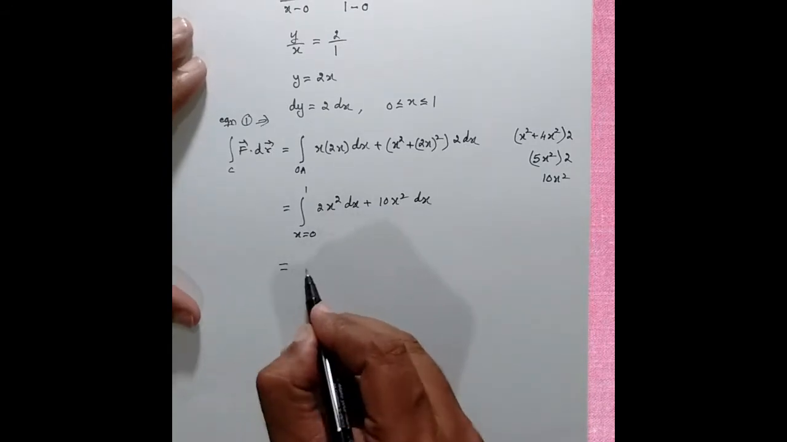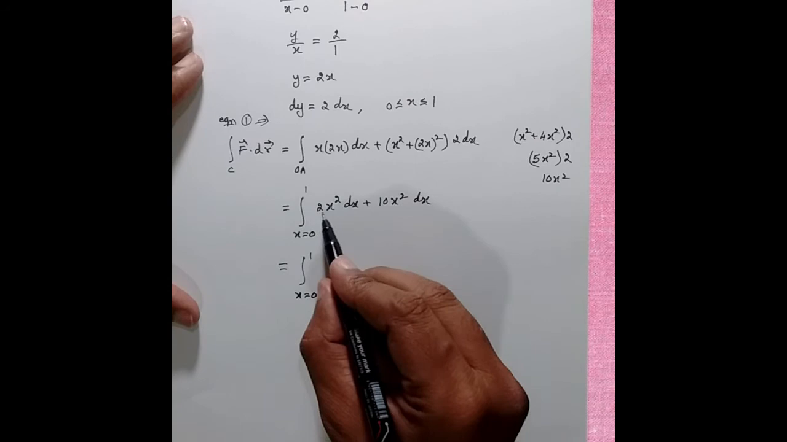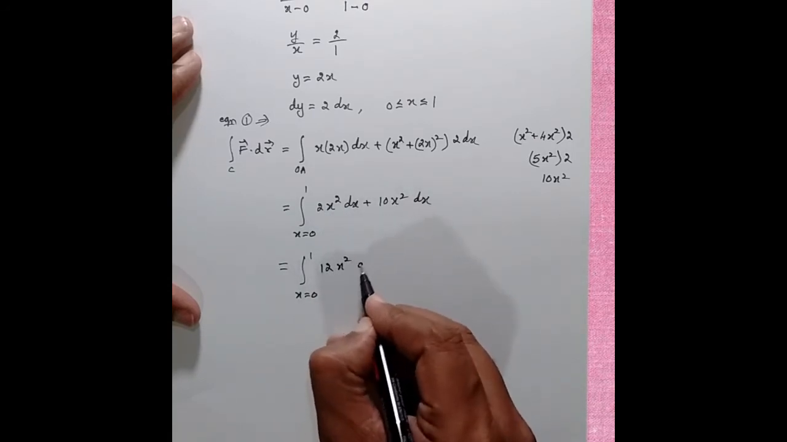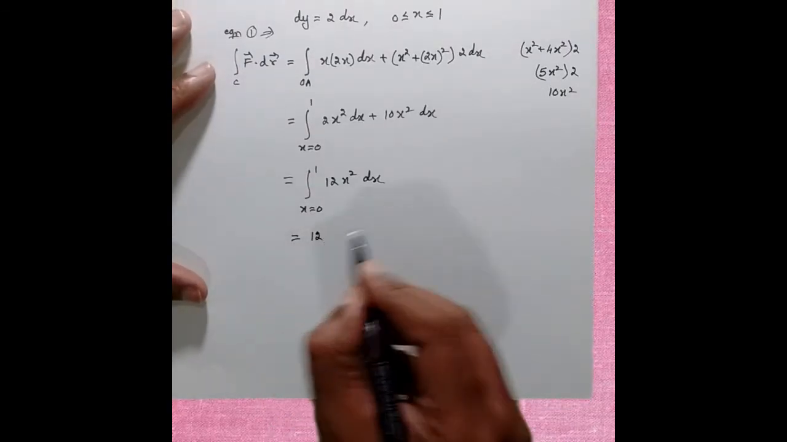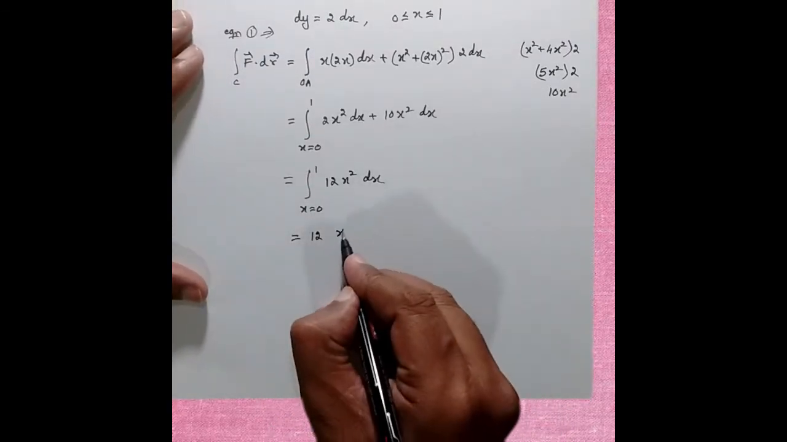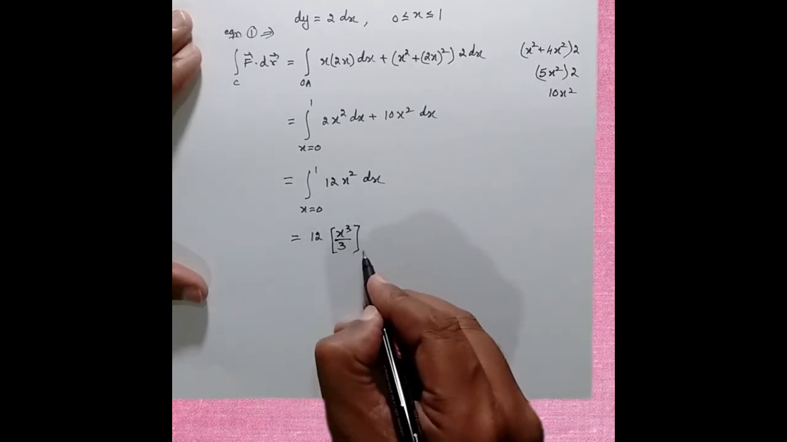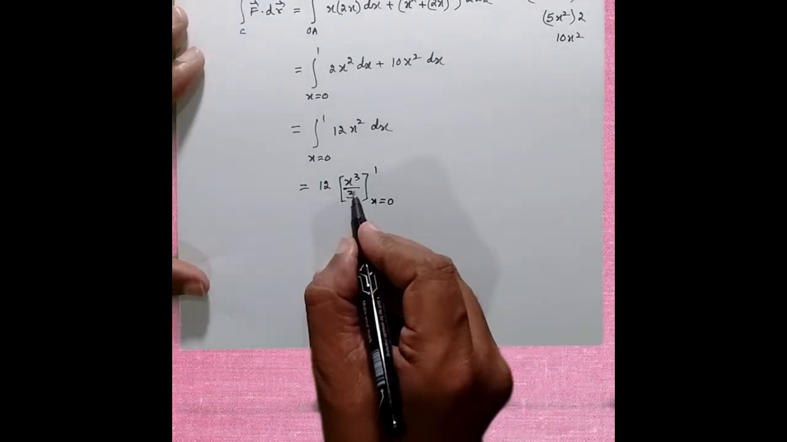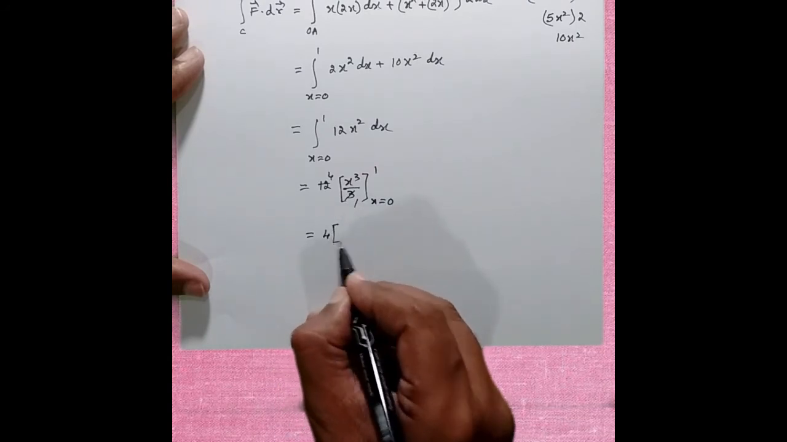Further, if you try to simplify, this is 10x square and this is 2x square, so 10 plus 2 will be 12. We'll be getting 12x square into dx. Here 12 is a constant, so you can take it outside. The integral of x square will be x cube by 3, and the limit values for x will be 0 to 1. You can cancel out 3 one times, 3 four times, so we're getting 4 times.